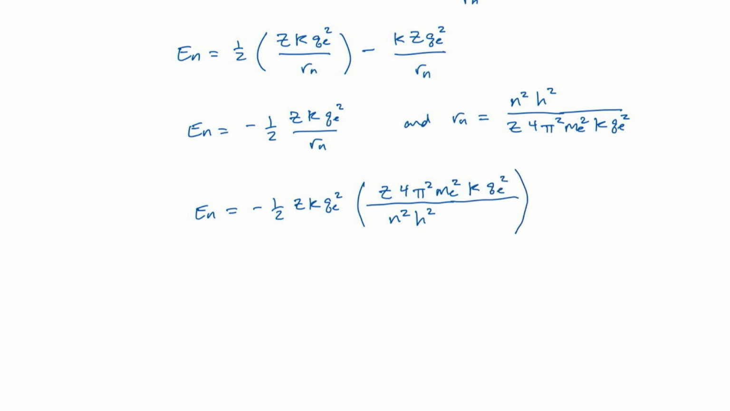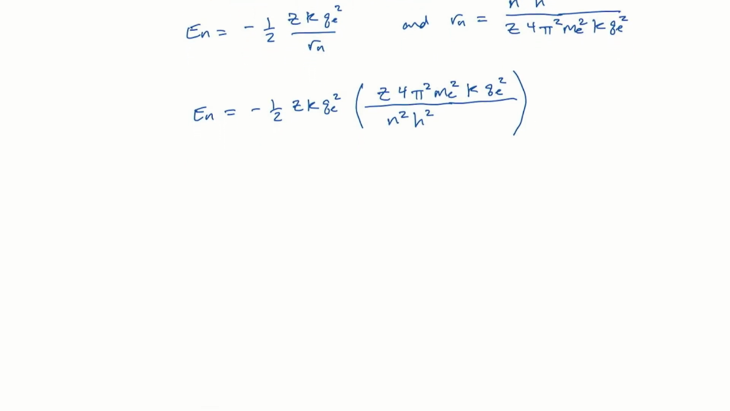Now we can pull out all the constants. Let's group them first. So E sub N, keep the minus sign, we're going to have a Z squared.